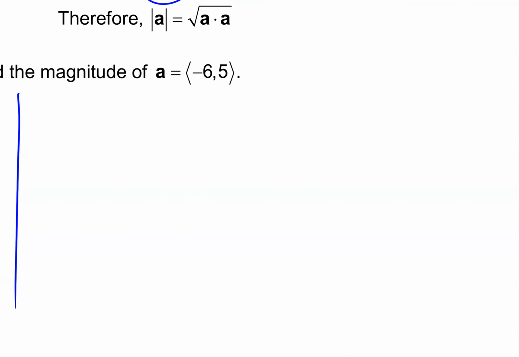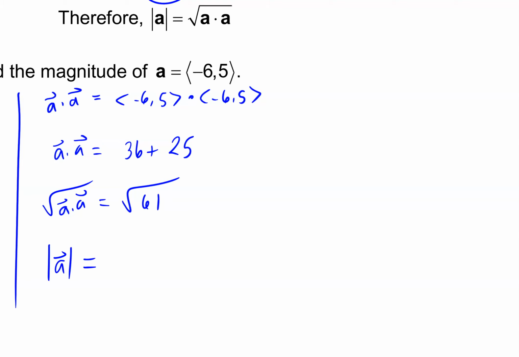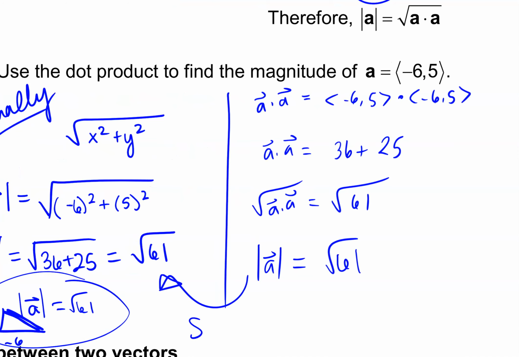Let's do it the way we just were with dot products. So I'm taking a dot a. What this is going to be is (-6, 5) dot (-6, 5). We take our x's and multiply them together, so -6 times -6 is 36. Take our y's and multiply them together, so that's 25. Then if I take the square root of both sides, that's just going to be the square root of 61. So the magnitude of my vector is root 61, which is exactly what we found on the left side, so that's good.